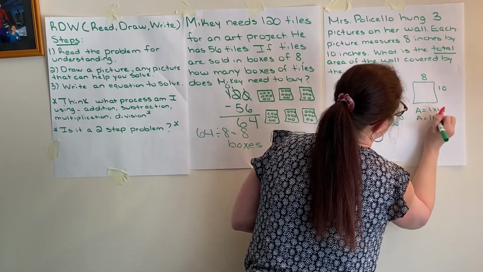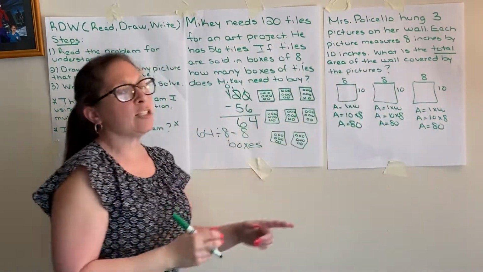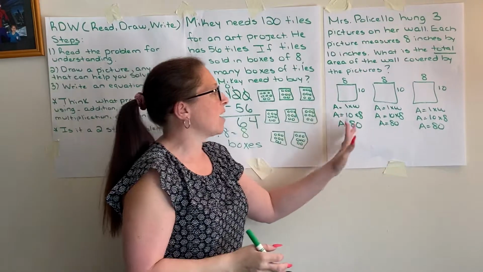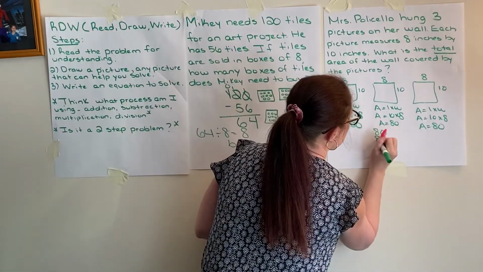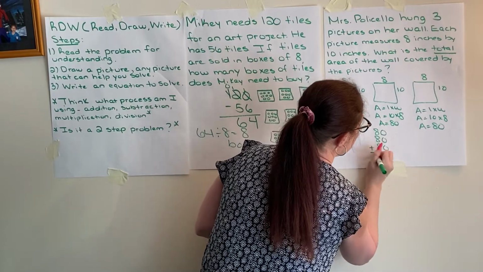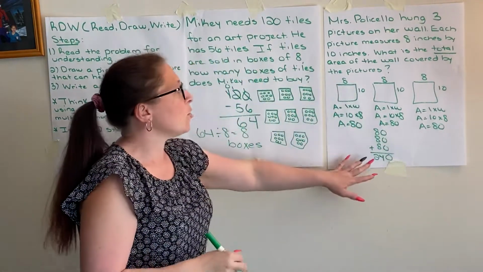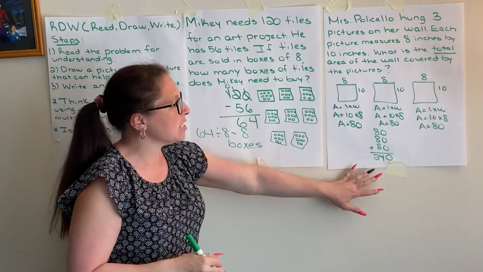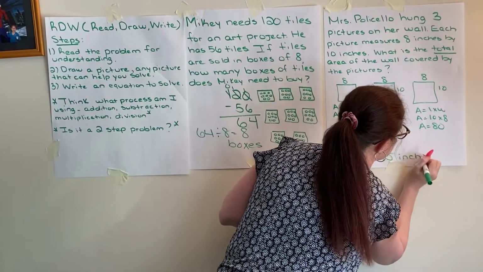Okay, I'm just filling in the formula. Now that key word is total. So if we're total, then we're gonna have to add each one up. So 80 plus 80 plus 80. Okay, so the total area of the wall covered by the pictures is 240, and don't forget our label, inches.